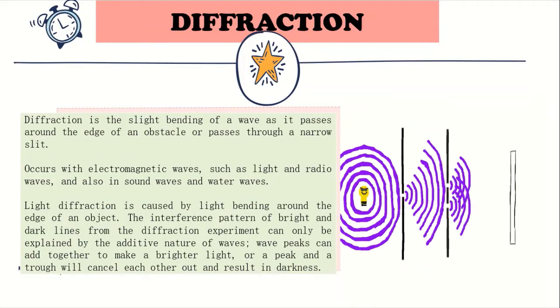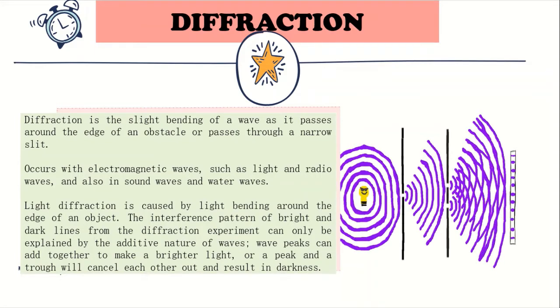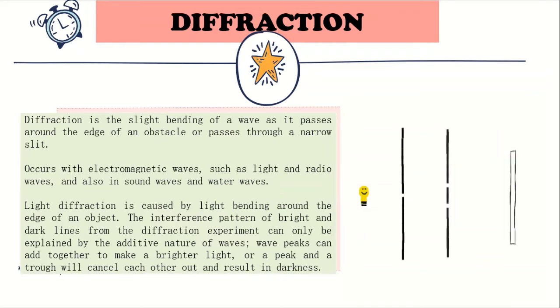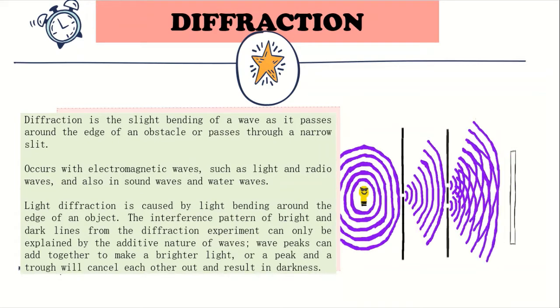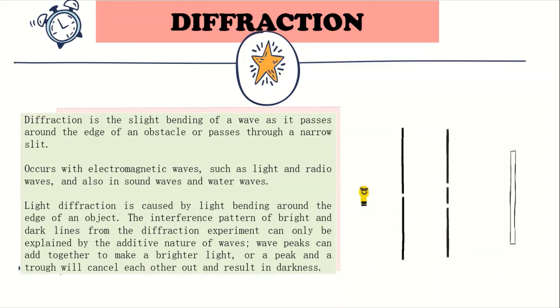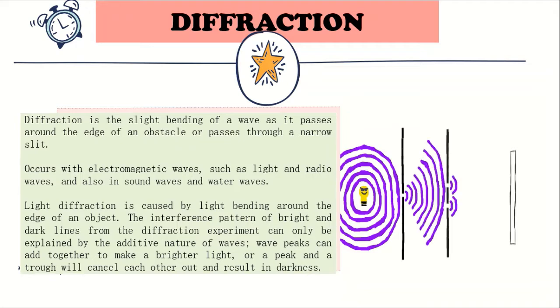Do you know what diffraction is? Diffraction is the slight bending of a wave as it passes around the edge of an obstacle or passes through a narrow slit. You can refer to the figure at the right side of your screen to imagine how it works. Diffraction does not only occur in sound or water waves, but also in electromagnetic waves such as light and radio waves. For light, diffraction happens due to the light bending around the edge of an object.